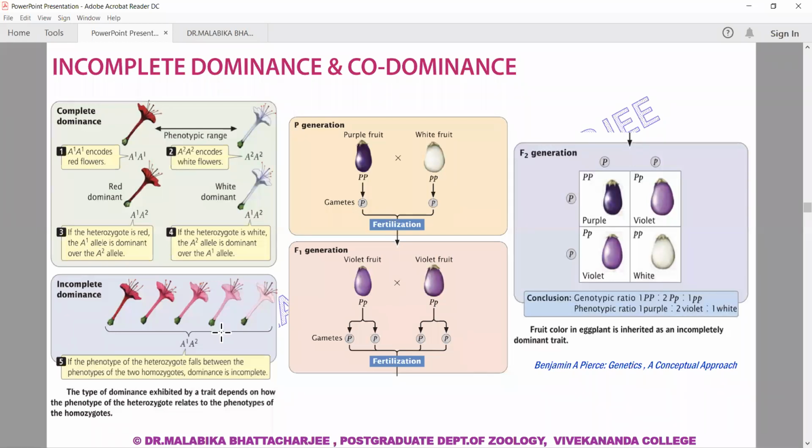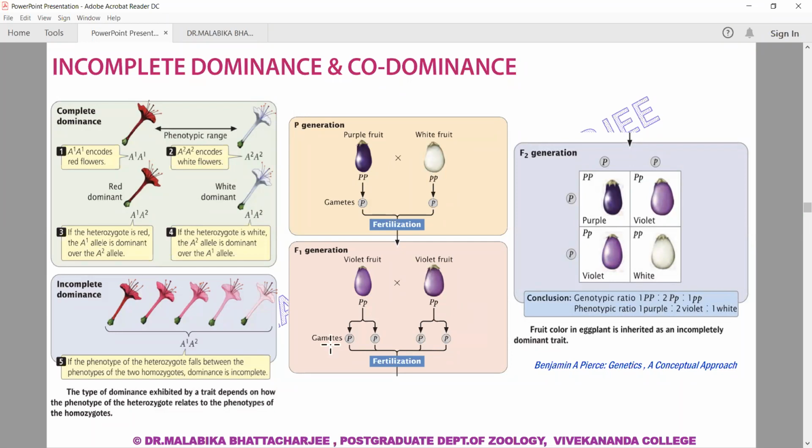So the A1 allele is incompletely dominant to the A2 allele, as the A1 allele fails to mask completely the expression of the A2 allele. This is an example which is frequently observed in real vegetables. This is eggplant or brinjal. So this is the purple fruit and this is the white fruit.